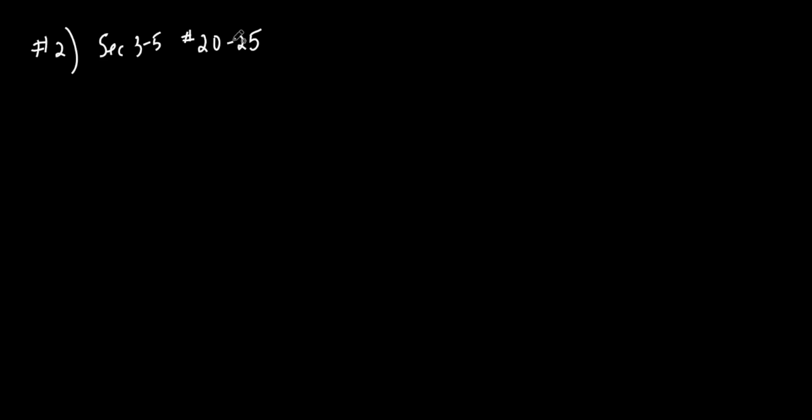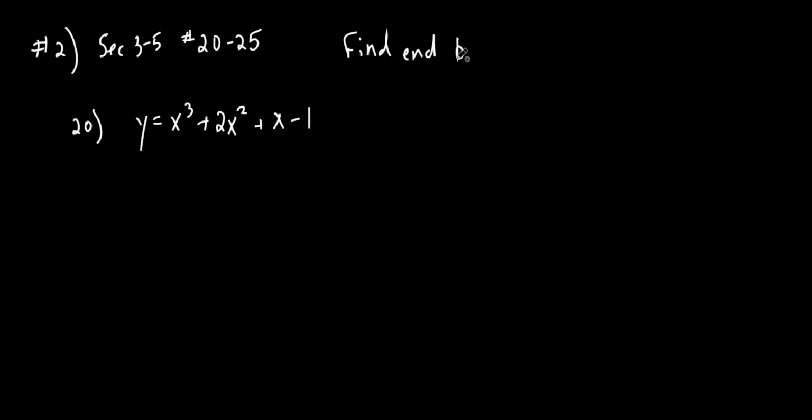And the problems say, find the end behavior. So let me just find one. Let's just do number 20. Okay, so this is 20 from the homework. It's y equals x cubed plus 2x squared plus x minus 1. It says find the end behaviors.